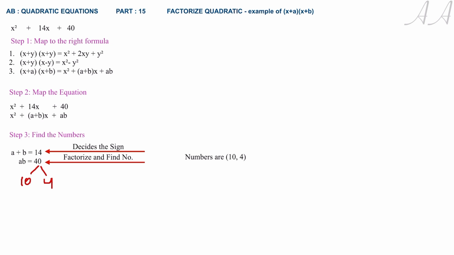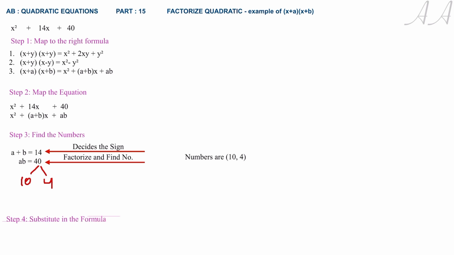Let's see the sign. This is a positive 14, so this will be 10, 4. So the numbers are 10, 4 in parentheses. Don't forget, guys, 14 decides the sign, and 40 is for factorizing and finding the numbers.